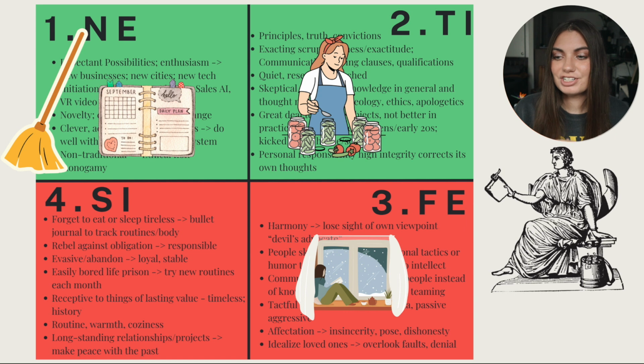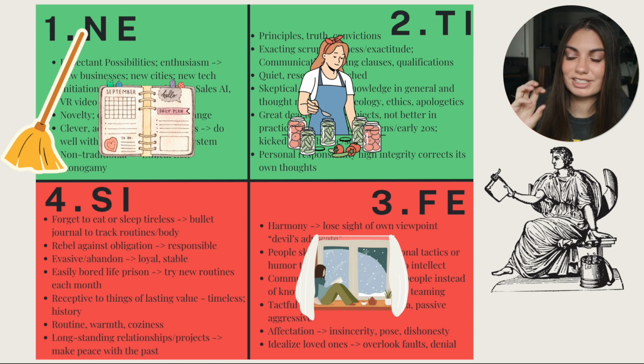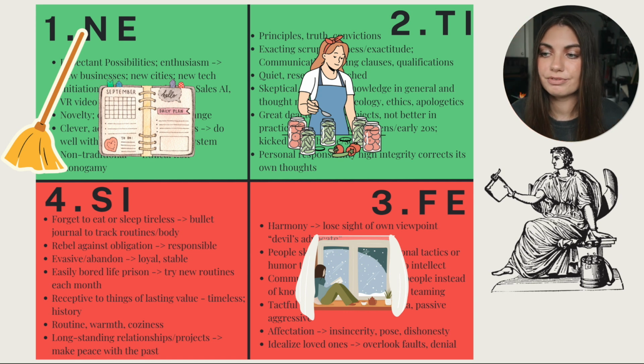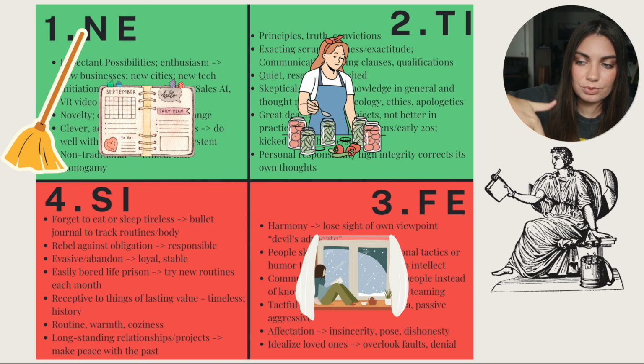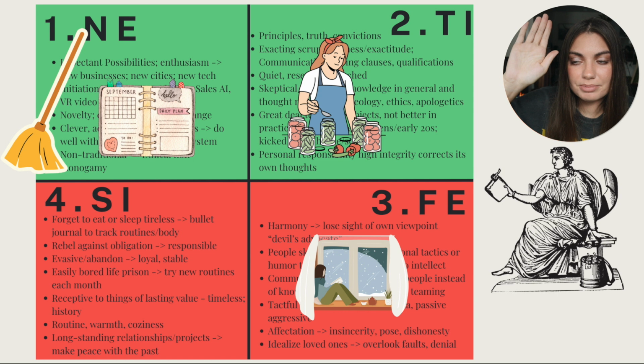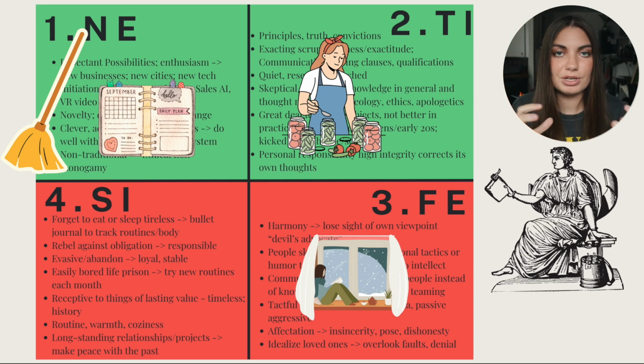So finally, your fourth function is introverted sensing, and your fourth function is the direct opposite of your first function. Since your first function is extroverted, this one's introverted. Since your first one is intuition, this one is sensing. Now this function is your underused weakness. The third function is a weakness because it's overused. This one's underused. Since it's the direct opposite of your first function, like that light switch, you can either have the light switch flipped up to NE or flipped down to SI. You can't be in both at the same time.